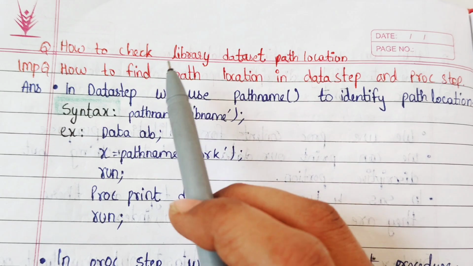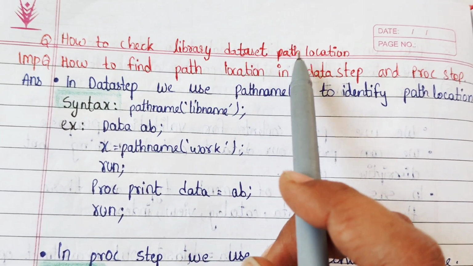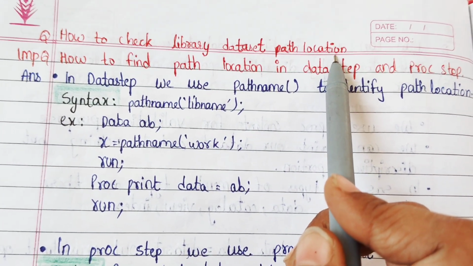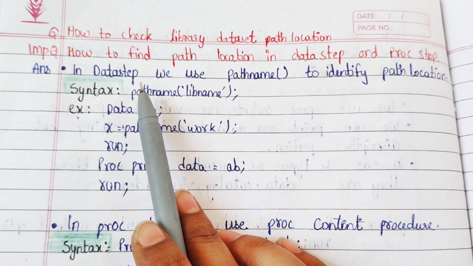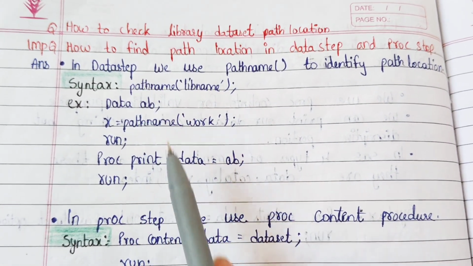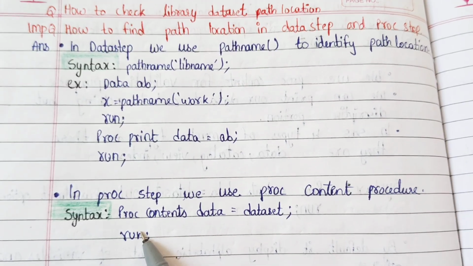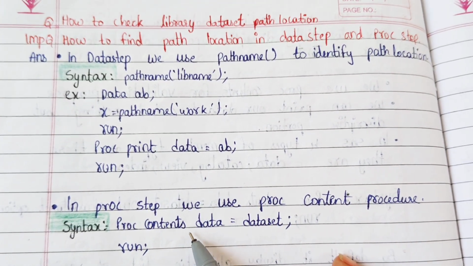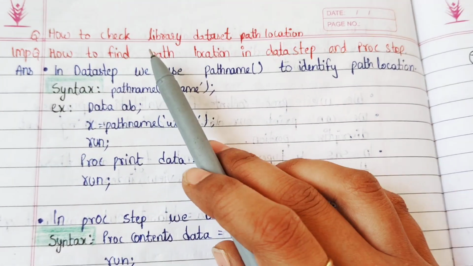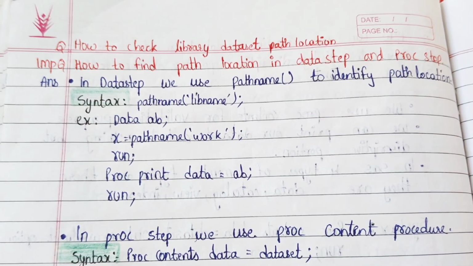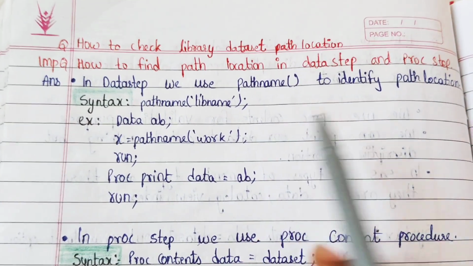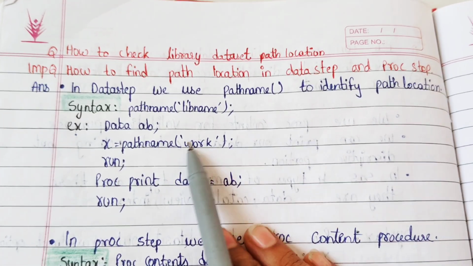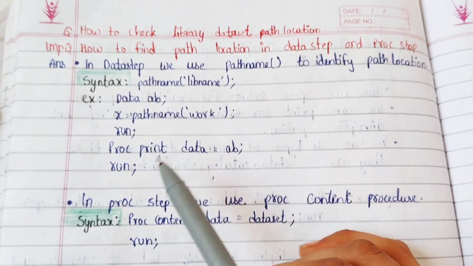One interview question they might ask is how to check the library data set path location. We have to say both: to check the library path location, in the data step and in the proc step we have to say these two things. Otherwise they might ask how to find the path location in the data step and proc step. At that time we have to say these two only, right?